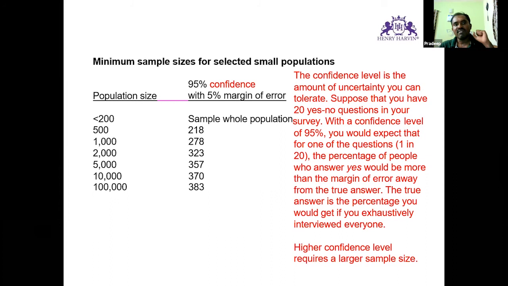So based on this confidence level, this is a very simple thumb rule. If the population is 1 lakh and your confidence level is 95%, you can have around 383, and that is the sample size. Now, when it comes to social science research, a 90 to 95% confidence level is okay.